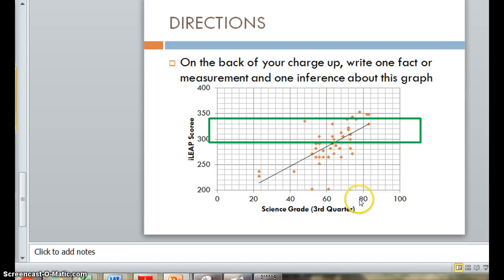For students that got a grade above 80, what can you say about their ILEAP score? Was it above 250? Was it above 300? Was it above 350? Make an observation and then make an inference. Guess why you think people with better science grades are going to have better ILEAP scores. You have 1 minute to write that down. Feel free to pause, teachers.